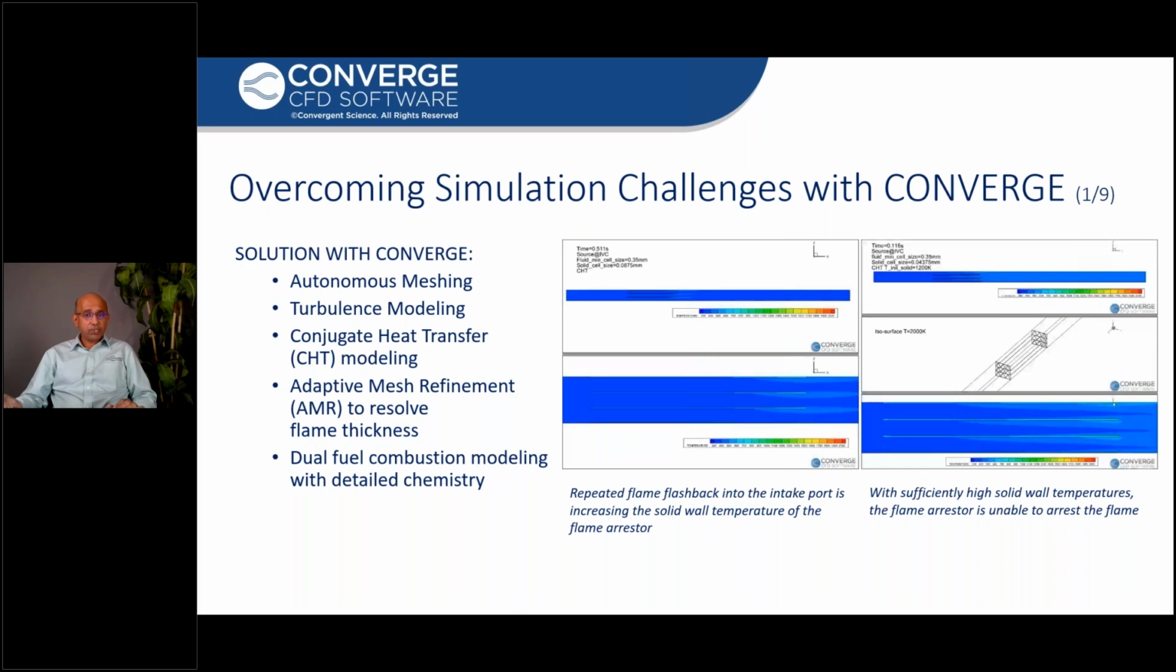Both of these simulations are done in 3 dimensions, with combustion and heat transfer to and from the metal walls between the flame arrestor channels accounted for. This demonstration clearly shows how CONVERGE can be used effectively to design flame arrestors.